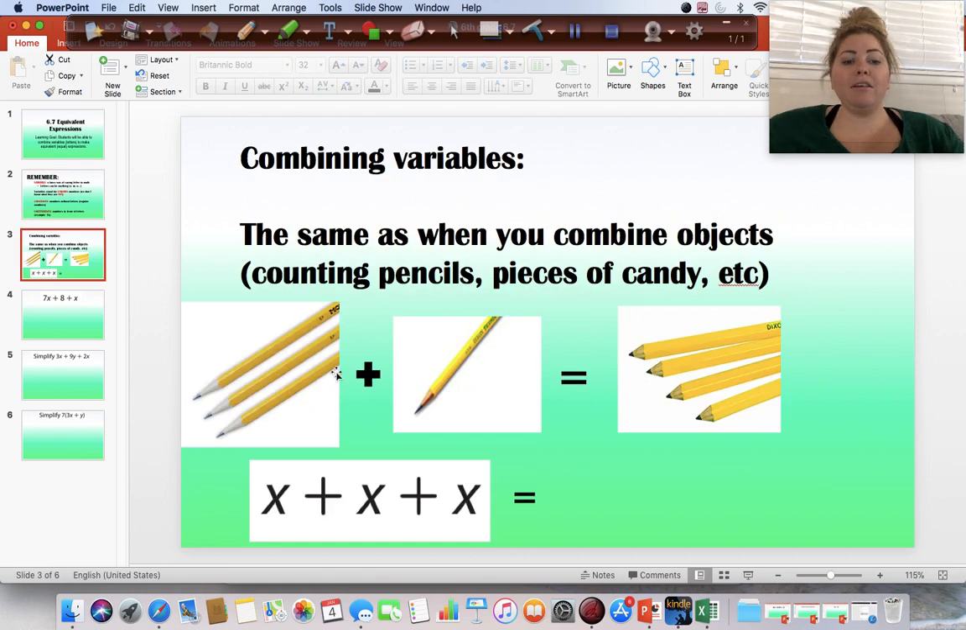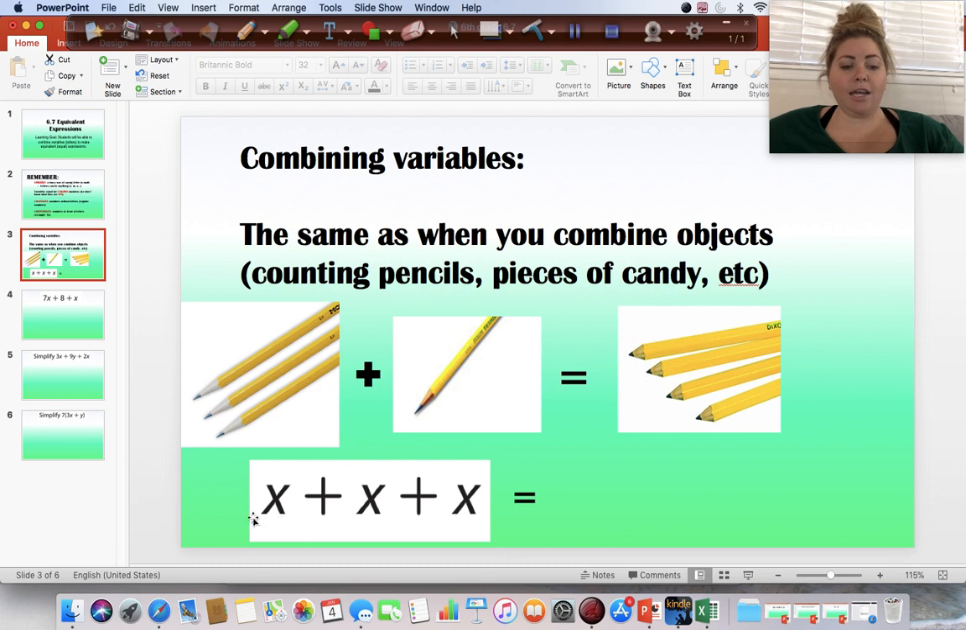All right, combining variables, and you can draw these as best you can. I'm not a good drawer, so I wouldn't be able to draw a pencil very well, but do the best you can. Combining variables is the same as when you count regular objects. If we were counting pencils, we've got 3 pencils here and 1 pencil here. When we add those up, we have a total of 4 pencils.